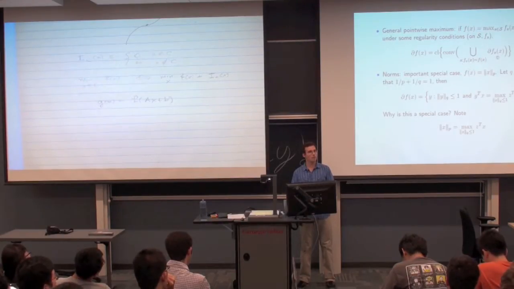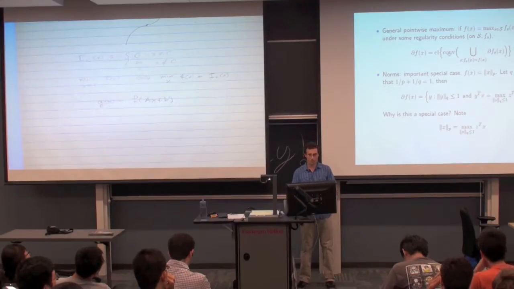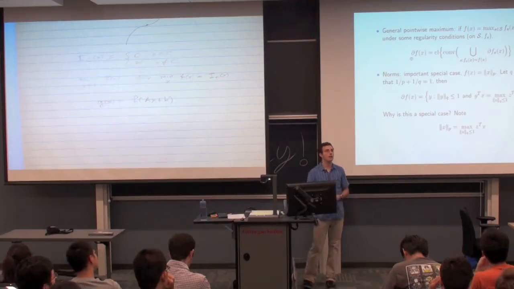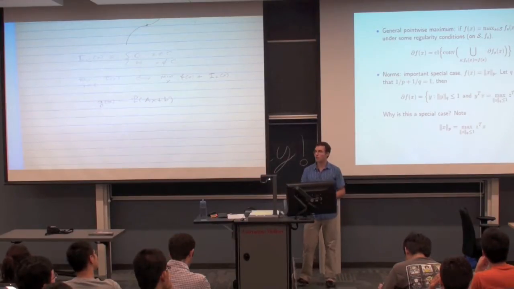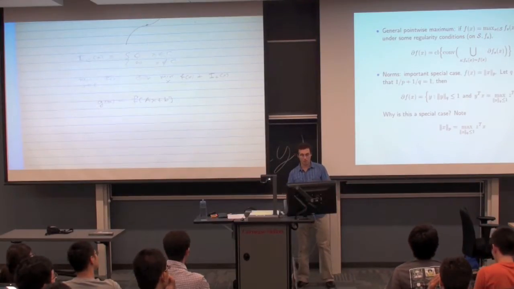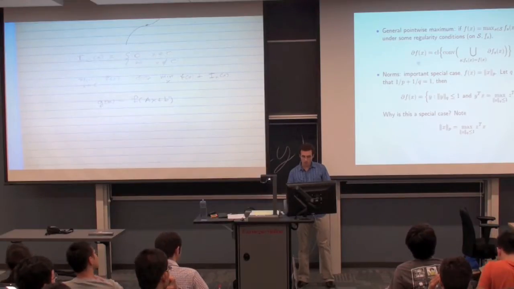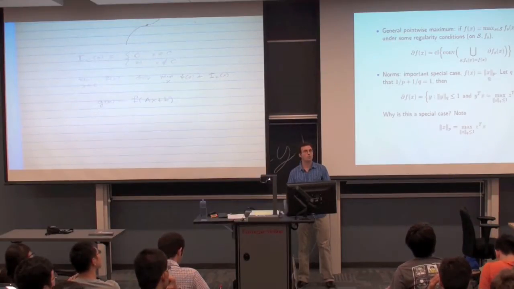So I just look at all the functions that achieve the maximum at x. I look at their subdifferentials. I take the union of all those different subgradients. I take the convex hull of that, and I take the closure of that. That gives me the set of subgradients of f at x. So this is a very useful rule for one important special case, and for other cases too. But there's a very important special case when it comes to norms.